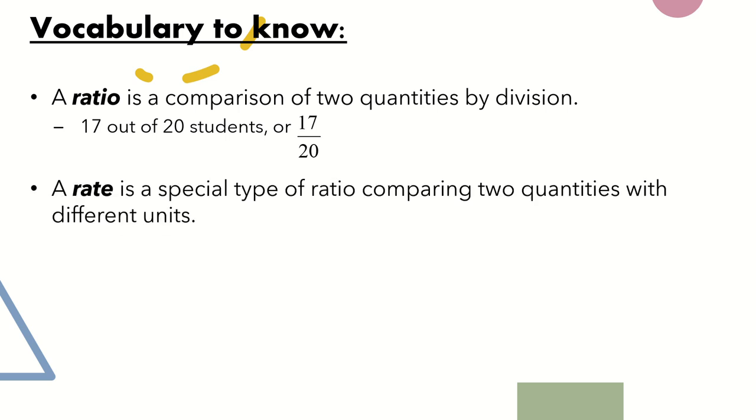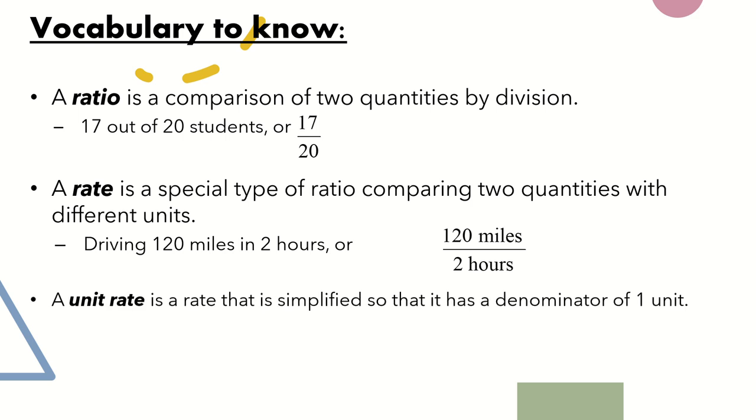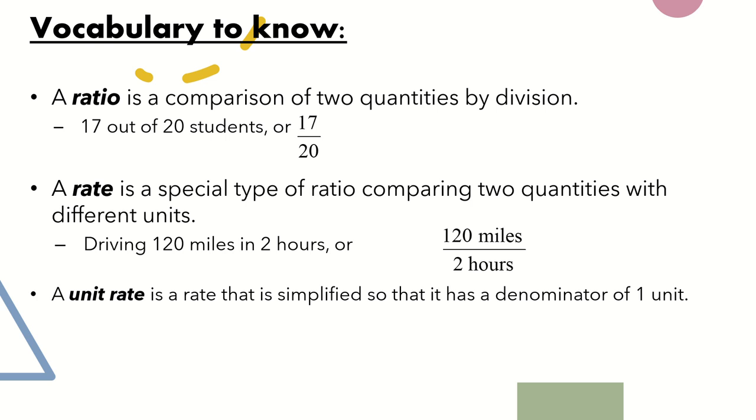Let's go ahead with rate. A rate is a special type of ratio comparing two quantities, usually something like miles per hour, pay per hour, or something like that. And our last one is unit rate. It's just like that, one unit out of that rate. We want to simplify it to find out, when the denominator is 1, how much we have driven.